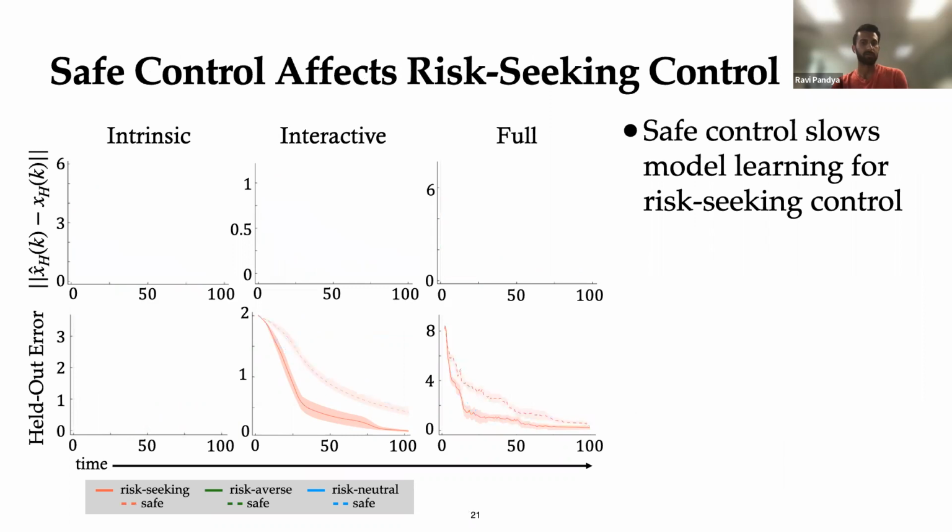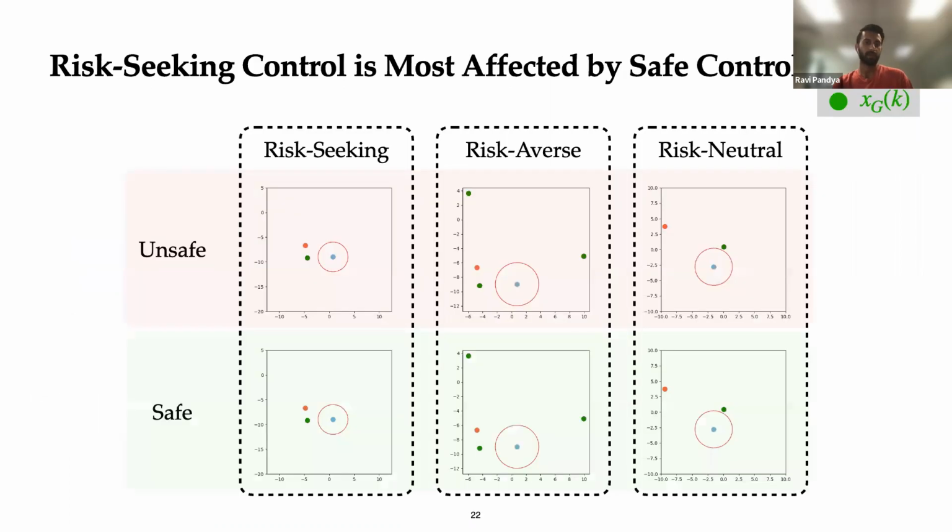When the robot uses a risk-seeking controller, the held-out error doesn't decrease as much when the safety controller is active, as we can see from the difference between the normal and dotted lines. To get a better understanding of why this happens, let's look at one example trajectory from this scenario when the robot has interactive uncertainty. The risk-seeking controller tries to keep the robot close to the human, but it importantly breaks the minimum safe distance from the human.